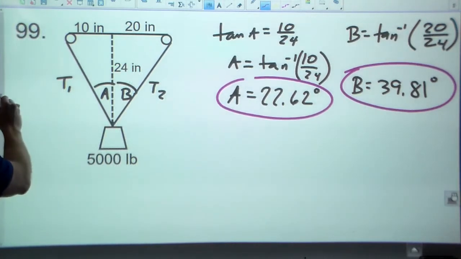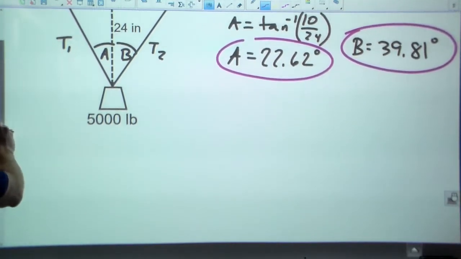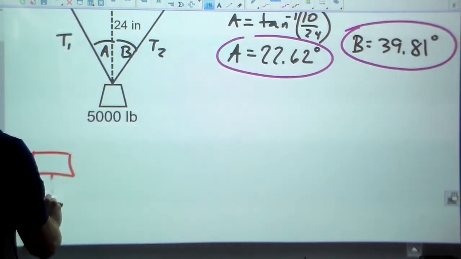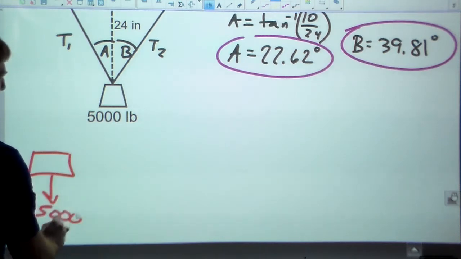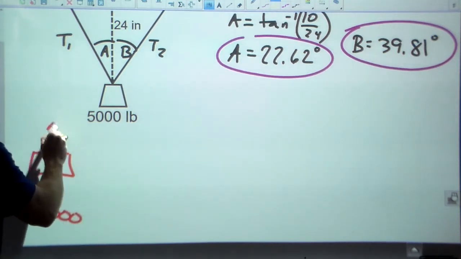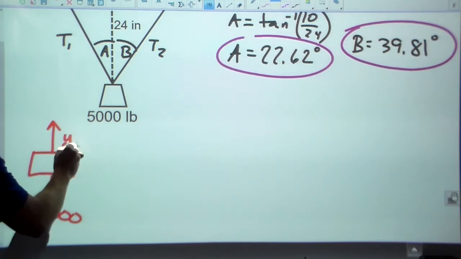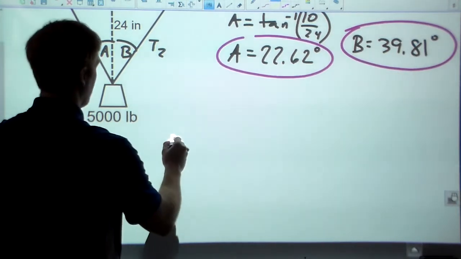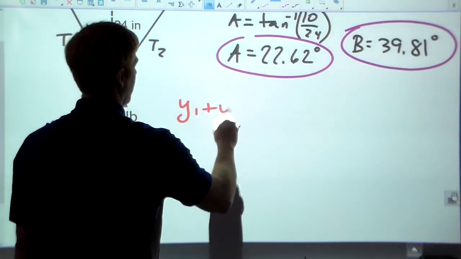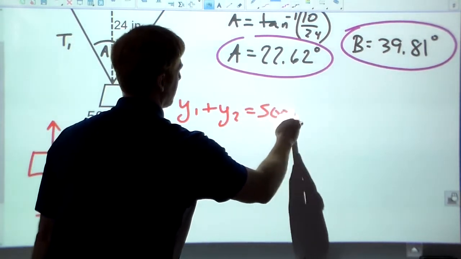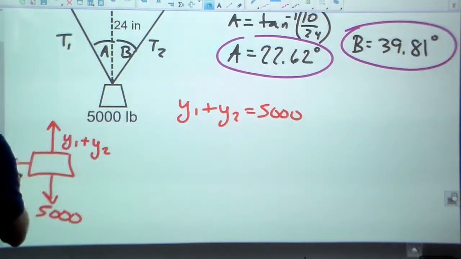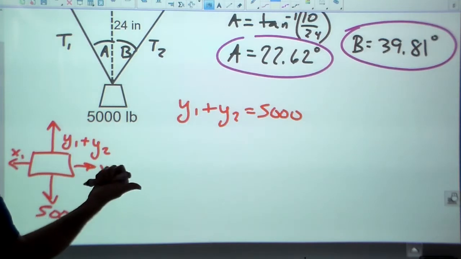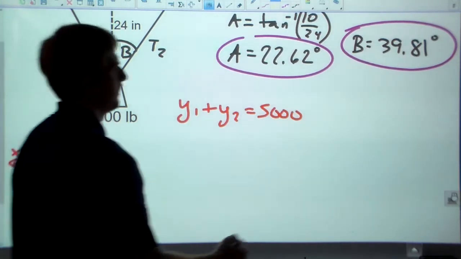So the next piece I'm going to look at is that free body diagram. That's something you'll use quite a bit in physics. So I know that this weight is pulling down with 5,000 pounds. Right? Well, that means that my two y components have to pull up with that same amount. So y1 plus y2 is going to have to equal 5,000. And then my x vectors, or x components, are balancing each other out because it's not moving left or right. So these are equal.